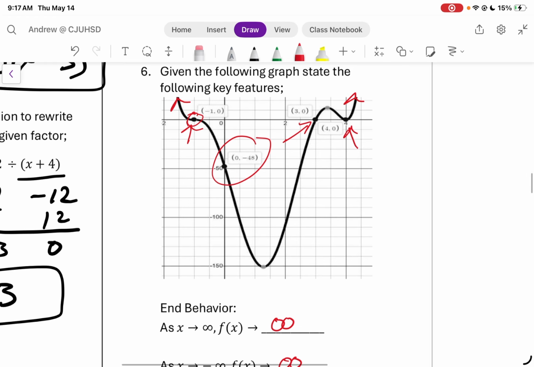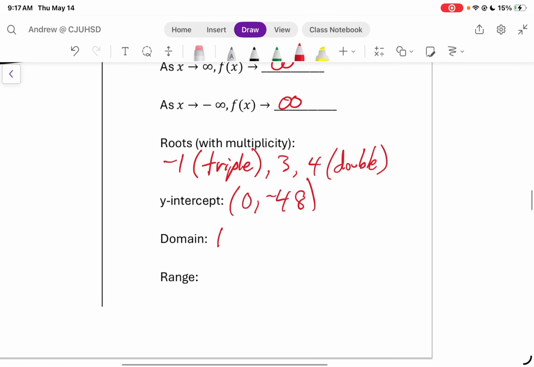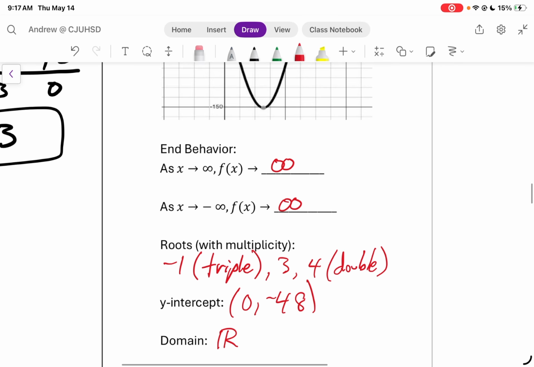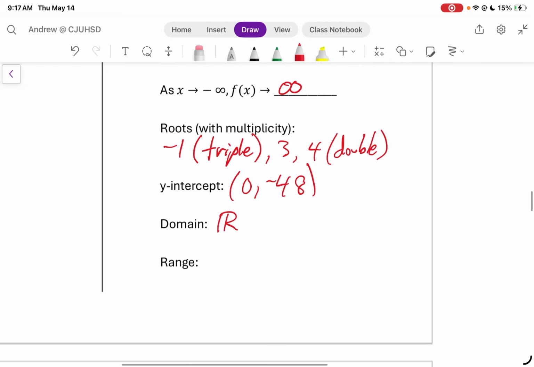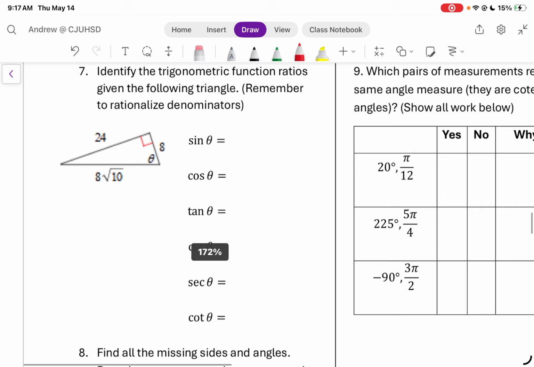The domain is anything, all real numbers. The range goes as low as 150 and as high as infinity. And since it can get to 150, we're going to use a closed bracket on the left side and infinity to the right. Okay, next page. Let's do some trig.